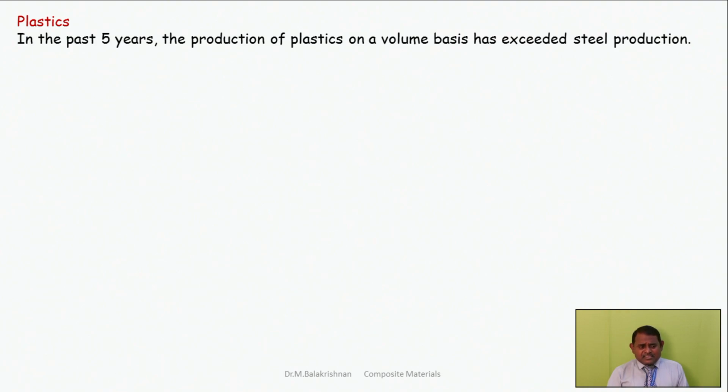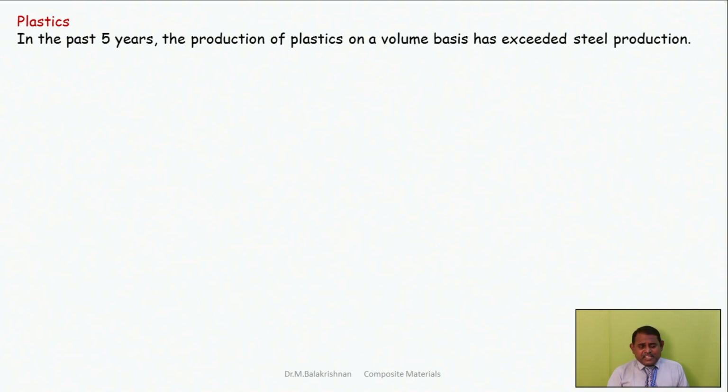In the past 5 years, the production of plastics on a volume basis has exceeded steel production. Yes, friends, it is a well-known fact that iron is the most abundant of these metals in the earth's crust. That is the reason why steel and alloys of iron play a vital role, owing to low production cost, easy availability and various attractive properties.